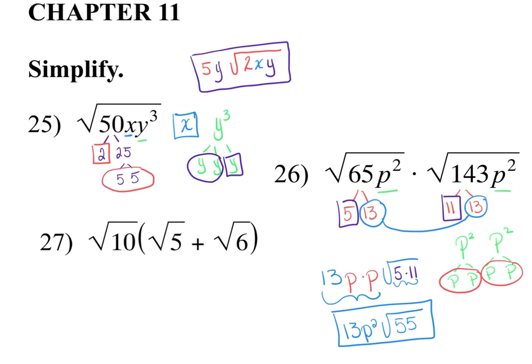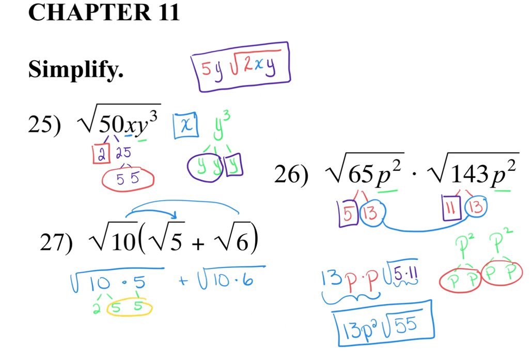For number 27, I am going to do distribution. So remember, you can multiply outside to outside, inside to inside. So I have the square root of 10 times 5 plus the square root of 10 times 6. Remember, I can simplify all of these. 10 is 2 and 5, and then the 5 is already simple. When I'm multiplying, that's all I can group together. So I can take the 5 out, the 2 will stay in.